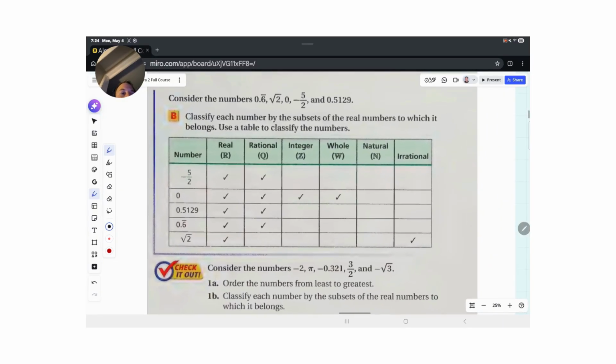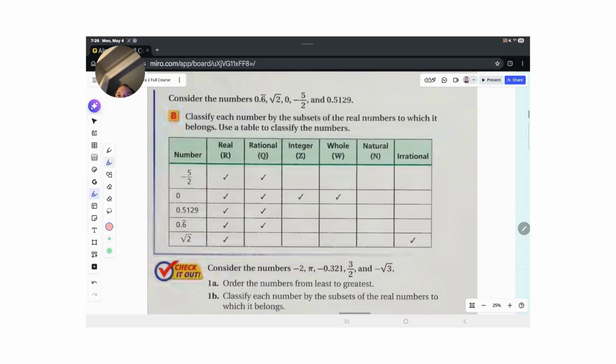Exercise B. All right, so consider the numbers 0.6 with the repeating decimal, square root of 2, 0, negative 5 halves, and 0.5129 from our previous example, and classify each number by the subsets of the real numbers to which it belongs. Use a table to classify the numbers.